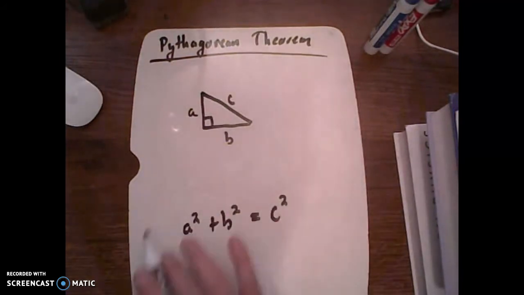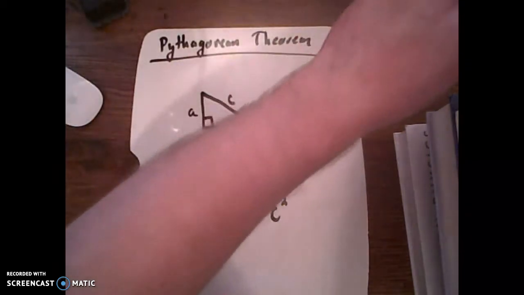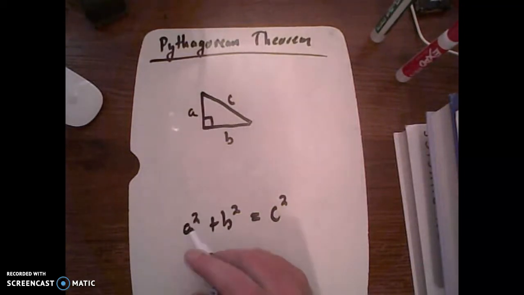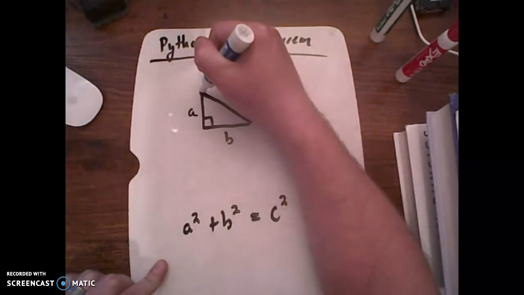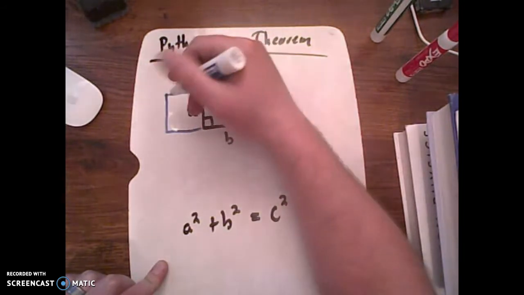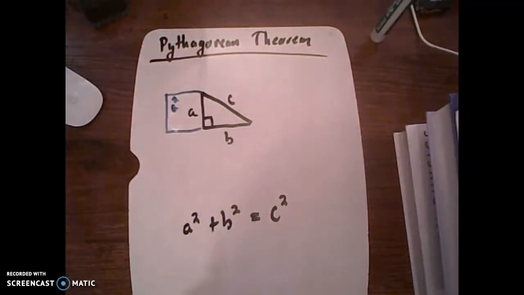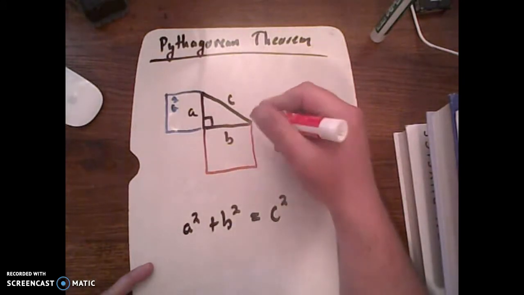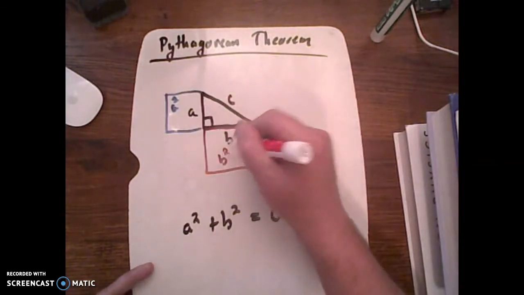Now, geometrically, let's think about what this is really saying. When I think about a number being squared, I'm always thinking about the area of a square. So if I go ahead and draw a square over here with side length A, the area of the square will be a squared. If I draw a square with side length B, that means the area of this square will be b squared.